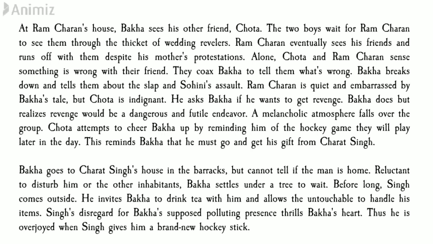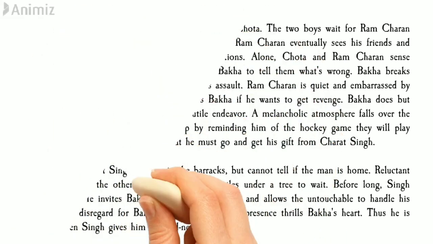Now when Baka goes to collect his gift, Charat Singh shows a lot of compassion to Baka, and he invites Baka to drink tea with him and allows the untouchable to handle his items. So here we see that Baka was very thrilled at the idea that Charat Singh was above the societal norms and he didn't disregard Baka because of his untouchable status. So he was very overjoyed and he collects his brand new hockey stick and moves out.